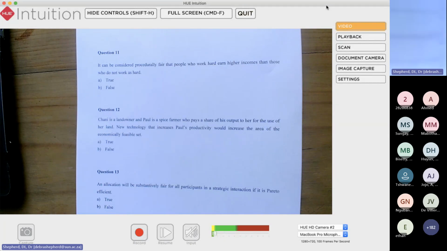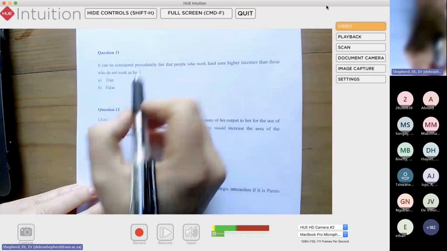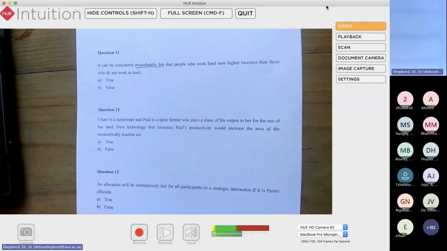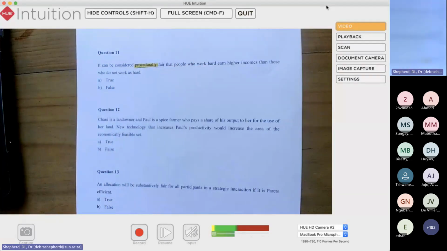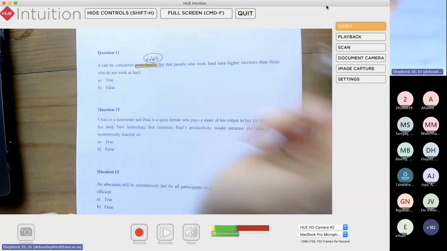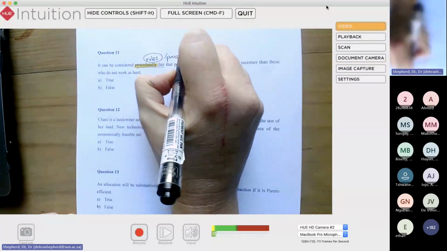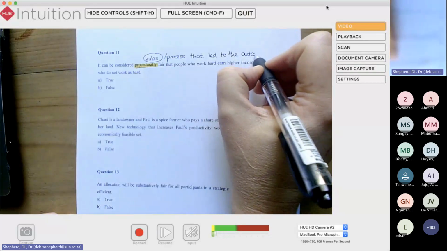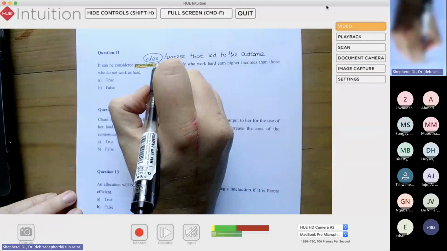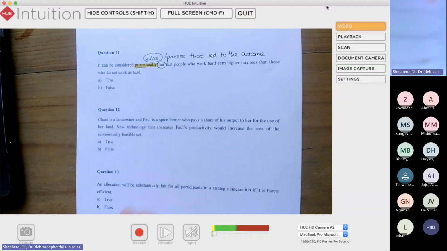So question 11 says, it can be considered procedurally fair that people who work hard earn higher incomes than those who do not work hard. So what do we mean by procedural fairness? Procedural fairness has to do with the rules or the process that led to the outcome. When we're judging an outcome as fair or unfair, we're looking at the amounts that people are receiving in the outcome.